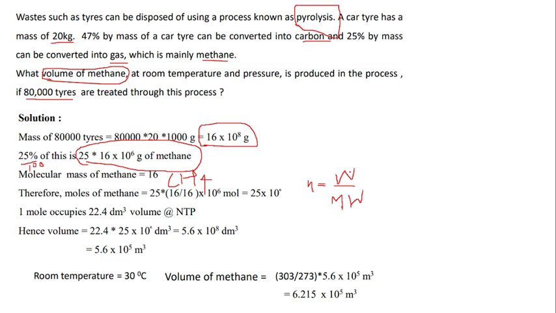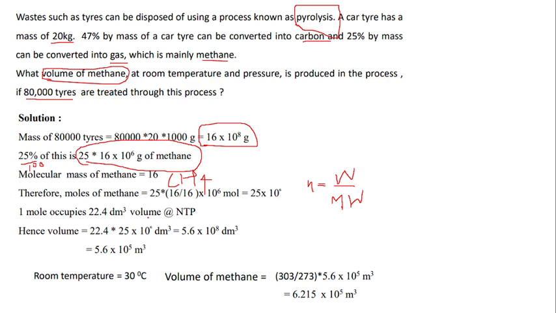So now we know how much amount of methane is there: 25 into 16 into 10 power 6 grams of methane, divided by the molecular weight. Molecular weight is again 16, so divide it by 16. Okay, 16 will get cancelled. So 25 into 10 power 6 moles of methane is produced.